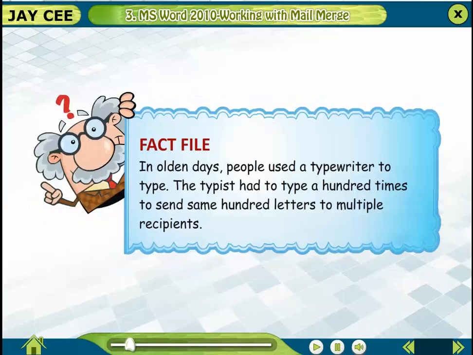Fact file. In olden days, people used a typewriter to type. The typist had to type 100 times to send the same 100 letters to multiple recipients.